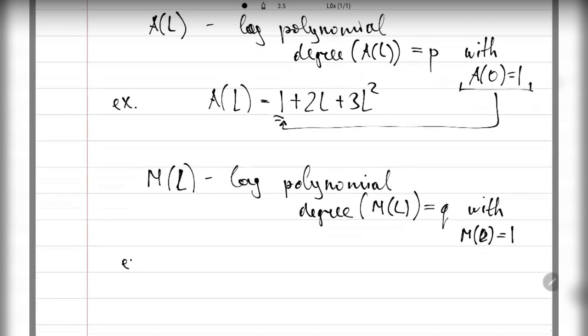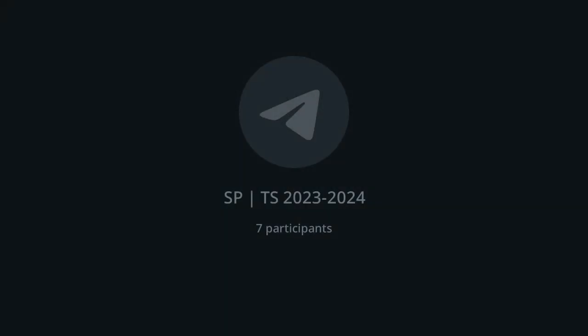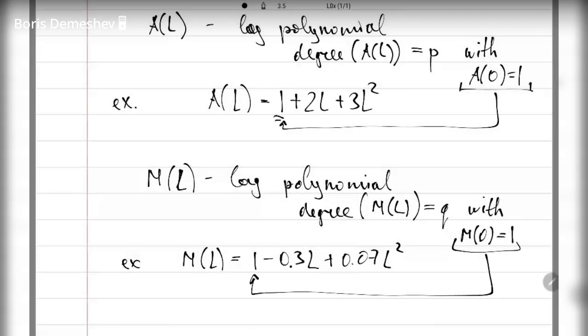So once again, an example is M of L equal to 1 minus 0.3 L plus 0.07 L squared. So they are lag polynomials. A of L and M of L are two lag polynomials with a normalizing condition. We assume that the first coefficient, the coefficient without L, is normalized to 1. That's okay? Yeah. So we have two polynomials.